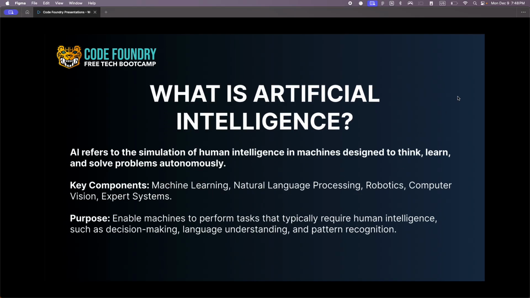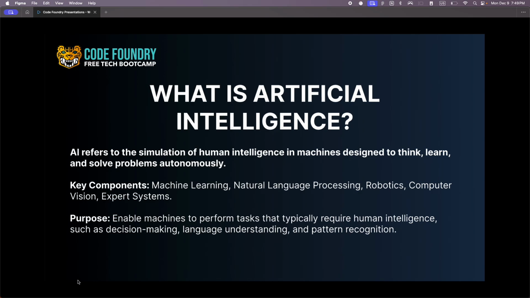What is artificial intelligence? AI refers to the simulation of human intelligence in machines designed to think, learn, and solve problems. So, some key concepts in artificial intelligence, with artificial intelligence being this whole overarching concept and theory and thought process, we have these components which are machine learning, natural language processing, robotics, computer vision, expert systems. And this is just, again, general subsets of artificial intelligence with different purposes.